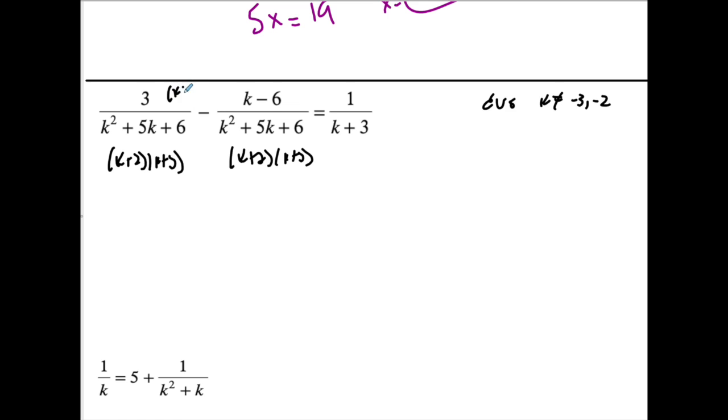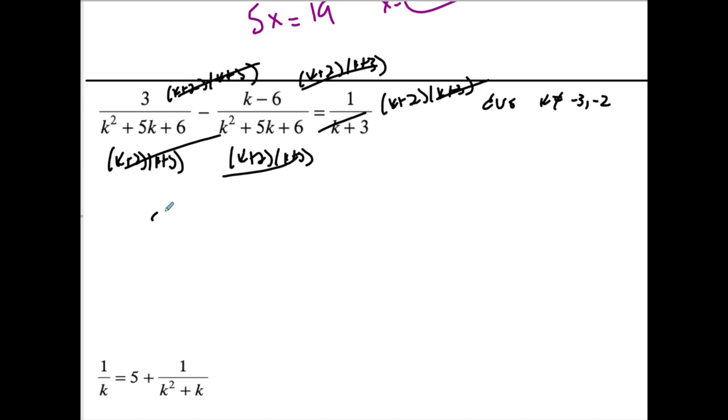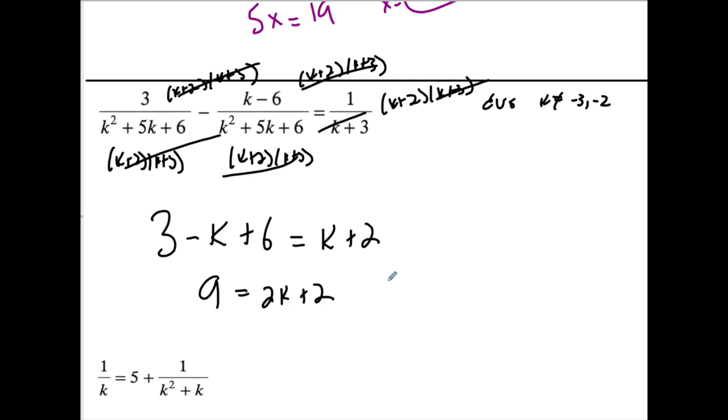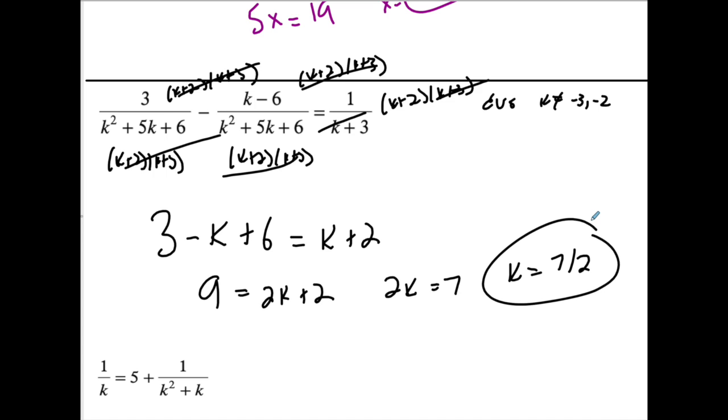So I'm going to multiply through by k plus 2, k plus 3, k plus 2, k plus 3, k plus 2, right? That balances it. In these cases, the whole denominator gets canceled, while in this case, only the k plus 3 gets canceled. So I've got 3 minus k plus 6 equals k plus 2. So I've got 9 equals 2k plus 2. So 2k equals 7. So k equals 7 halves, which is not an excluded value. So we're good to go.